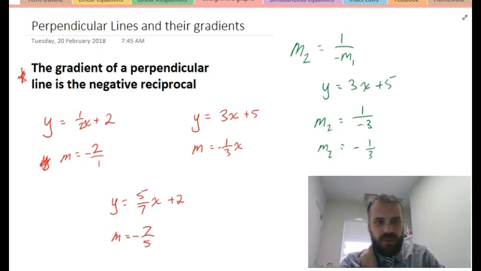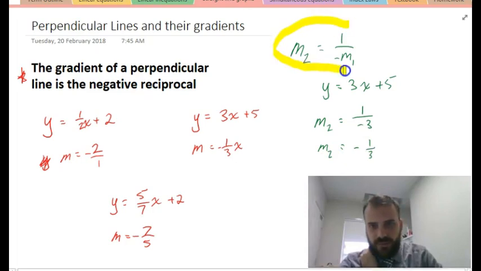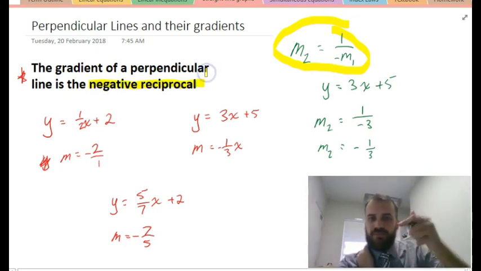Alright, so important thing to take away. Here's our formula: m2 is equal to 1 over negative m1. But you can also think of it as the gradient of a perpendicular line is the negative reciprocal. Negative flipped around.